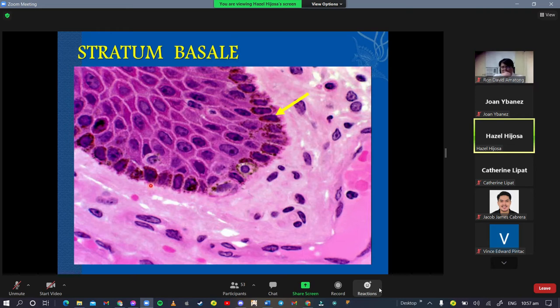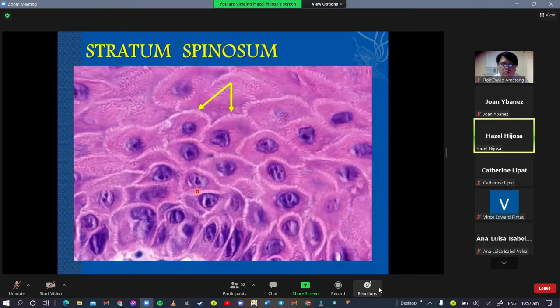So at this layer, the cells present are keratinocytes, melanocytes, and also some tactile cells, the Merkel cells. Then the next layer is the stratum spinosum. In contrast to the stratum basale, which is a single layer, this is composed of about 3 to 5 layers of cells. The keratinocytes here are larger and polyhedral, but become slightly flattened as they move towards the surface. For this layer, what is the distinguishing characteristic?